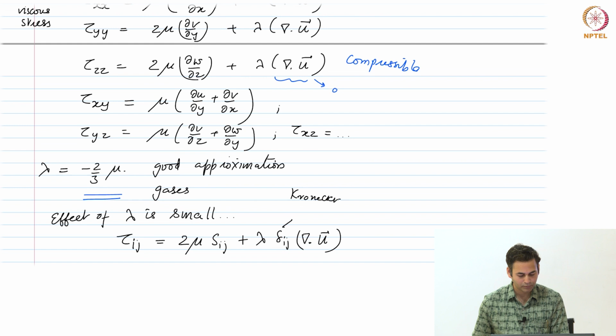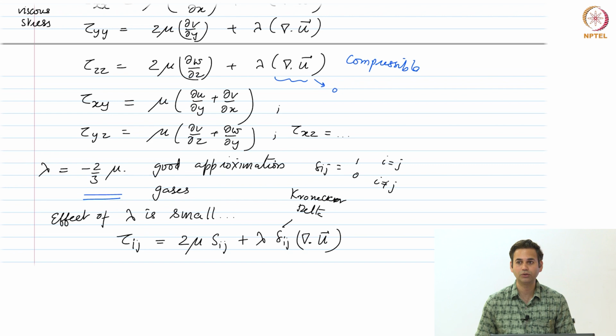Which equals 1 if i equals a, and 0 if i does not equal a, right. So we can write down this one. This is a simple formula that relates the shear stresses to the strain rates that we have, okay.